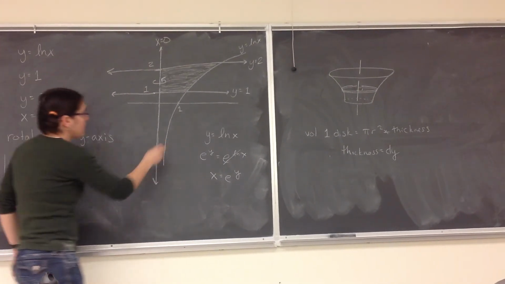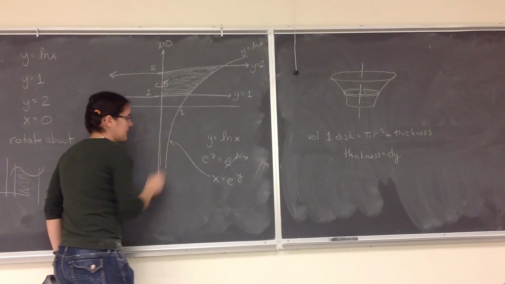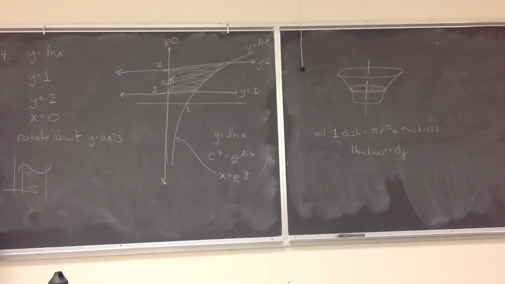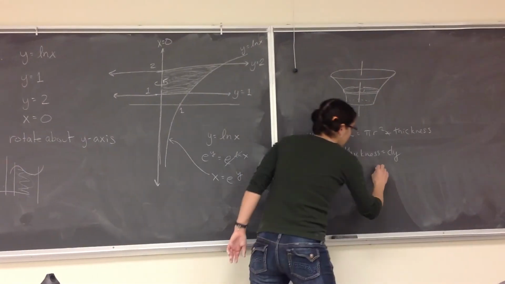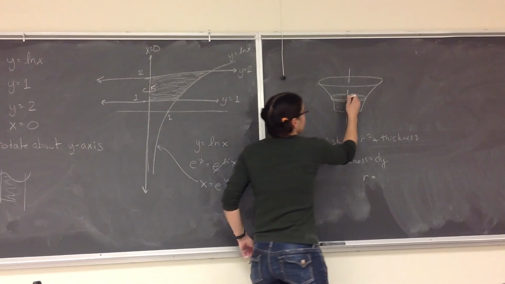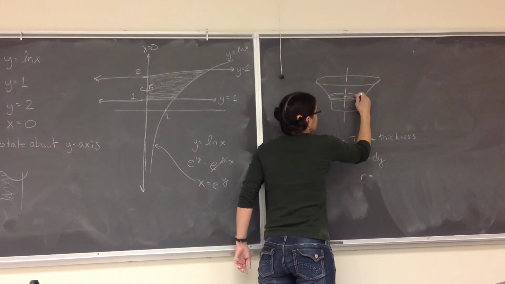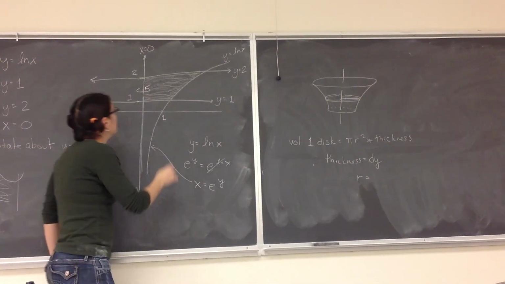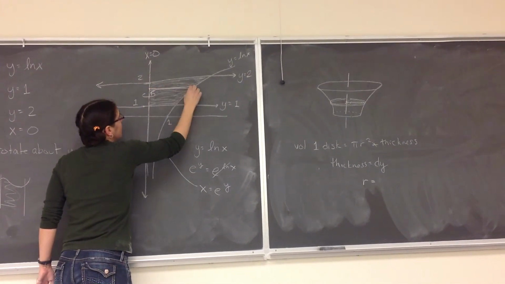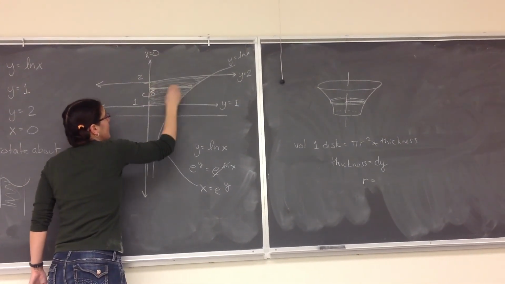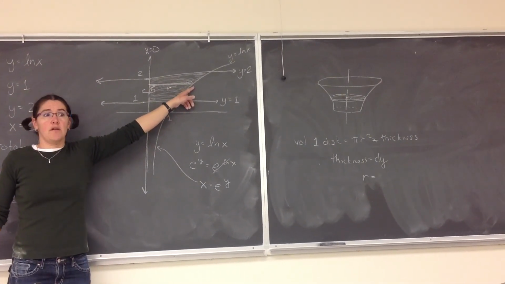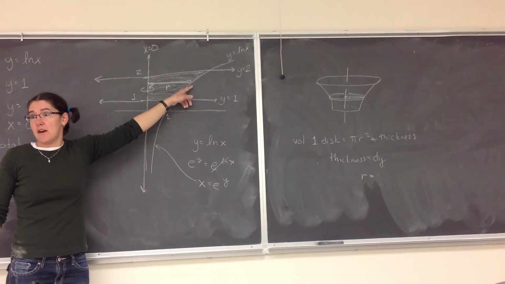So this curve right here, which was y equals natural log of x, I can also think of that as x equals e to the y. So now my radius, when I look at the radius here, I'm looking at the distance from the center of the disk out to the edge, which in this picture goes from the y-axis out to our curve out here, which is y equals natural log of x.